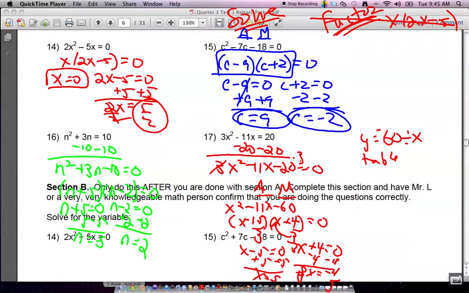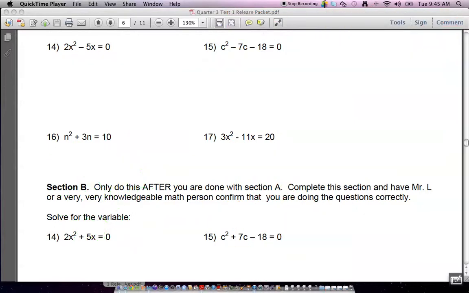Okay, so that is this section. I believe there is one more section to go with the word problems, and I will get into that right now.